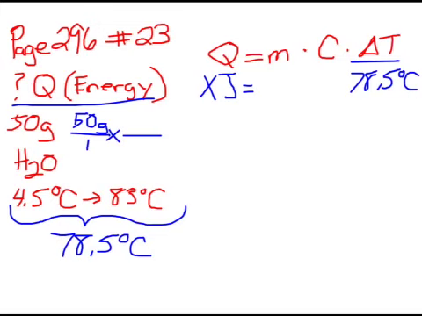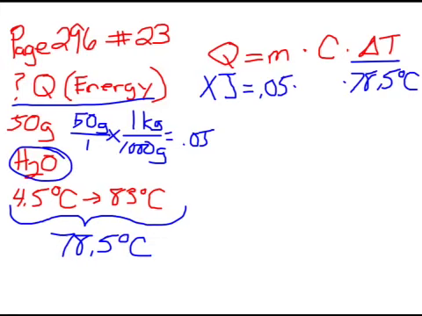Mass we have a little problem with. If you remember the introduction to Chapter 12, we said everything is mass in kilograms, mass in kilograms, mass in kilograms. So when we're talking about heat transfer as well, we need to remember that our mass needs to be in kilograms, so 50 grams over 1 times 1,000 grams for every 1 kilogram. We have 0.05 kilograms. And then that works.